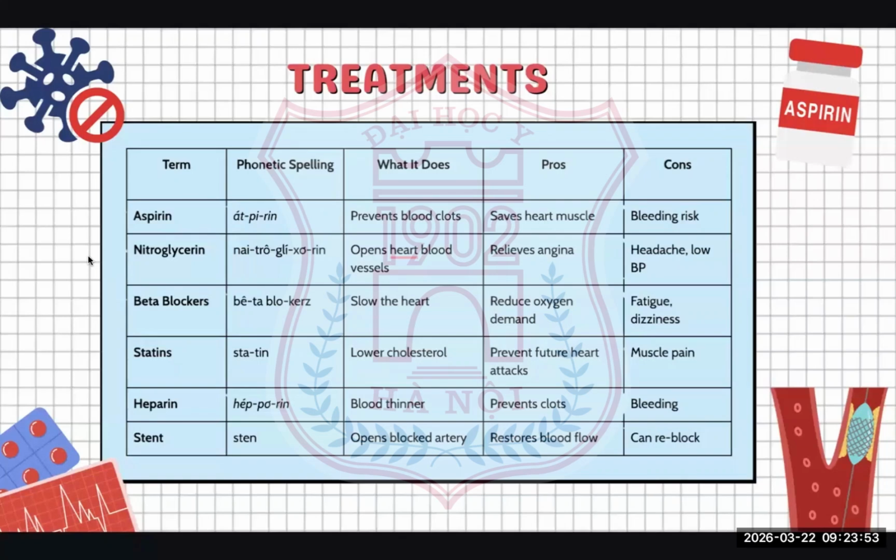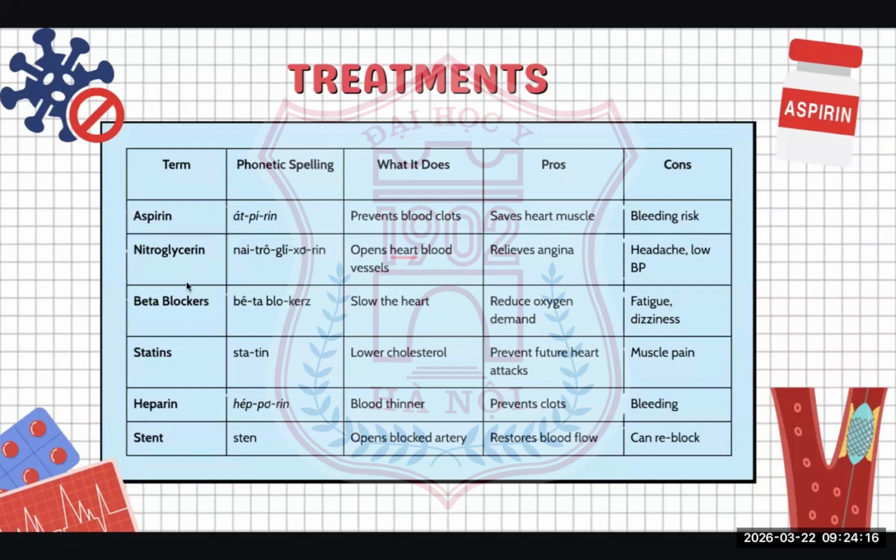And the next term we have is nitroglycerin. So this one helps open up the heart blood vessels. So the pros is that it relieves angina, and the cons is that it may cause headache or low BP. BP stands for blood pressure.